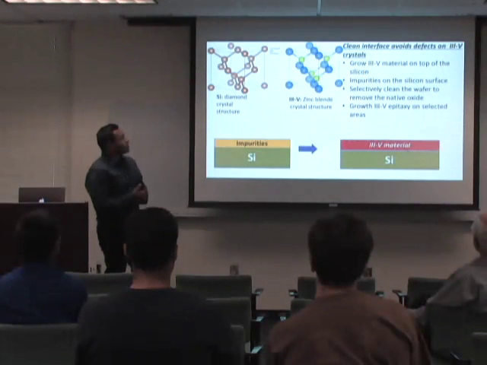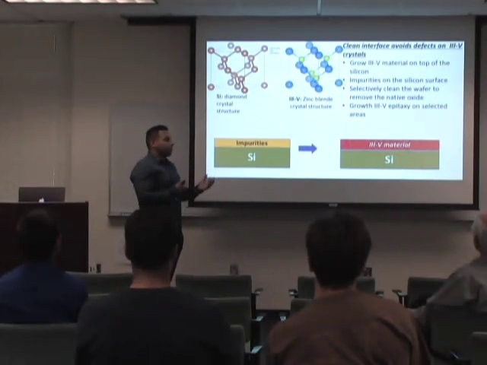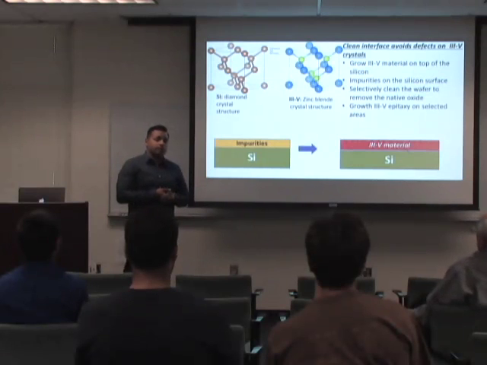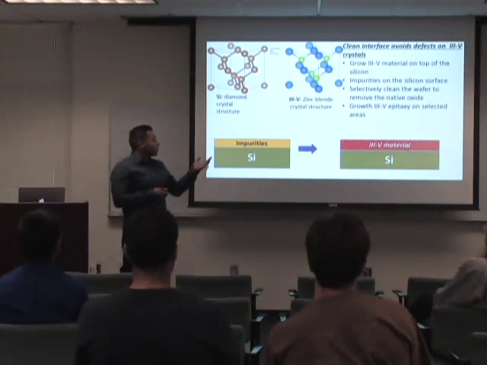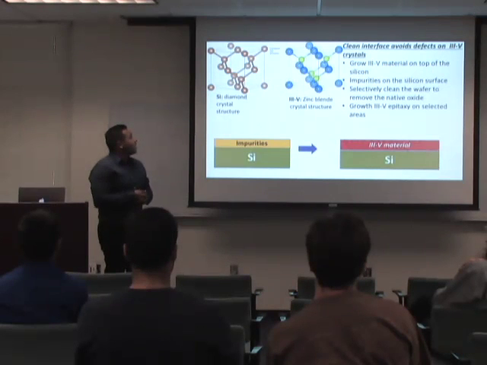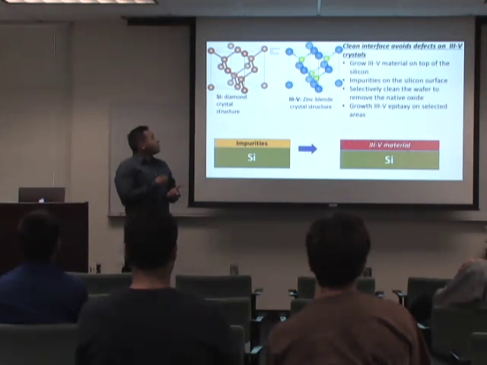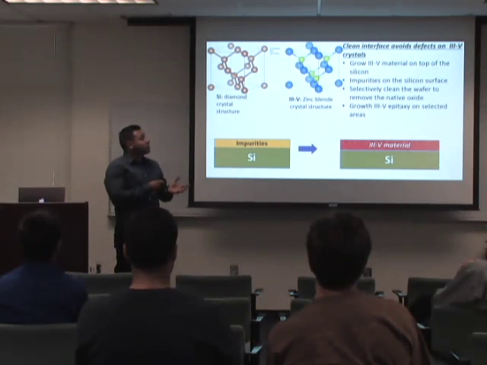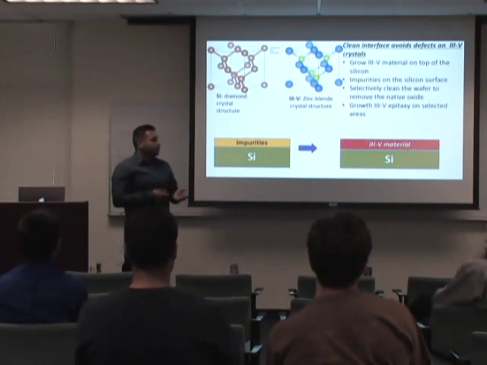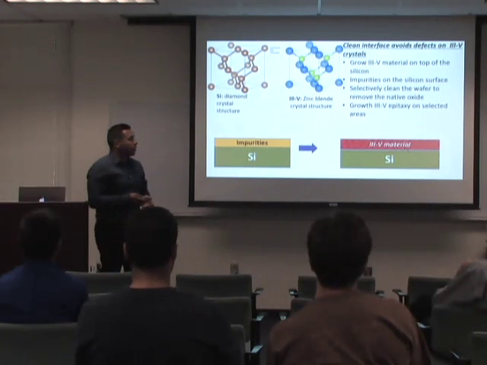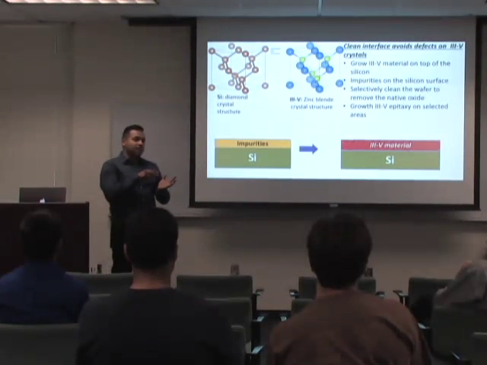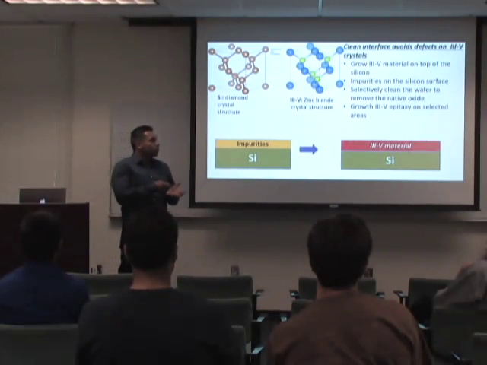But it's not easy just to grow 3-5 material on top of silicon because silicon wafers have some impurities on the top and organic components. These organic impurities are basically the native oxide, and it's not easy to grow because the silicon and the 3-5 crystals are not the same. They have some symmetry mismatch, so when we grow 3-5 material, it's going to have some defects. So we want to clean the impurities off the surfaces. We're going to selectively clean the surface where we want to grow the 3-5 material.